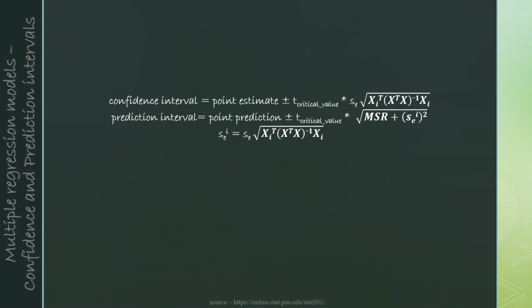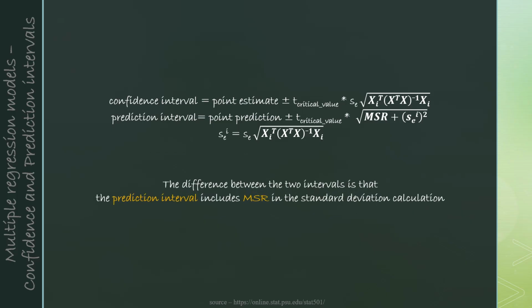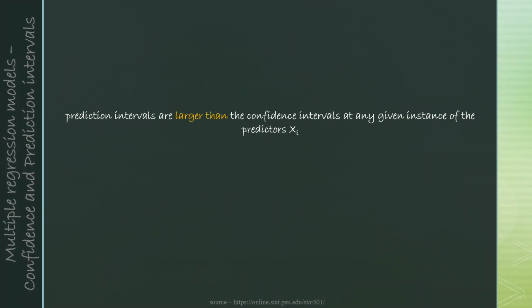Here are the formulae for calculating the confidence interval and the prediction interval. The difference between the two intervals is that the prediction interval includes the mean residual sum of squares MSR in the standard deviation calculation. Therefore, like in the case of simple linear regression, the prediction intervals are larger than the confidence intervals at any given instance of the predictors xi.